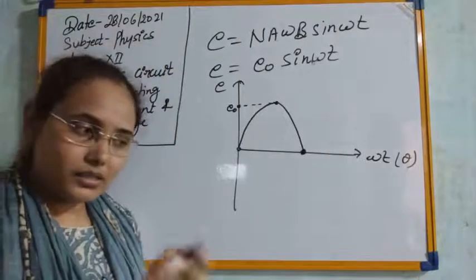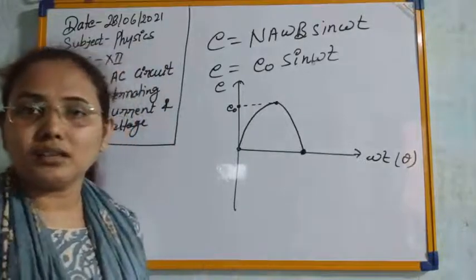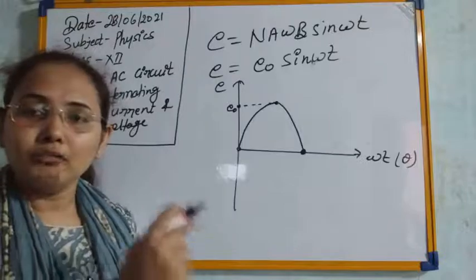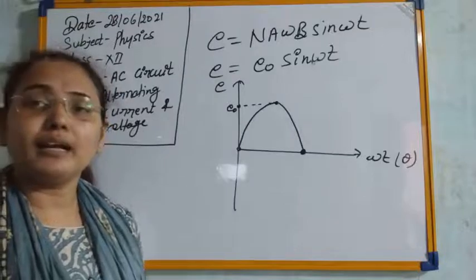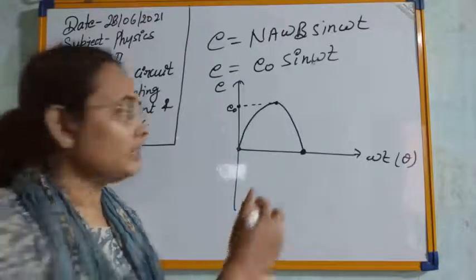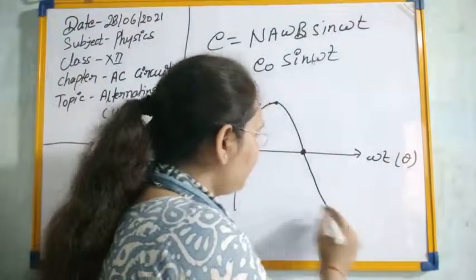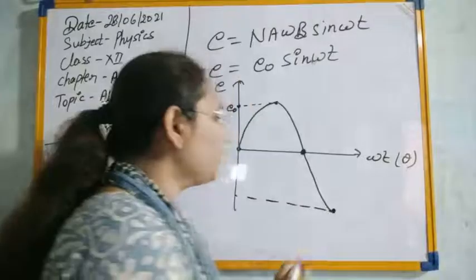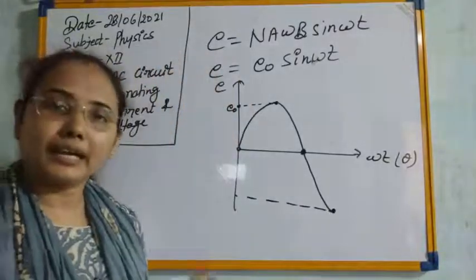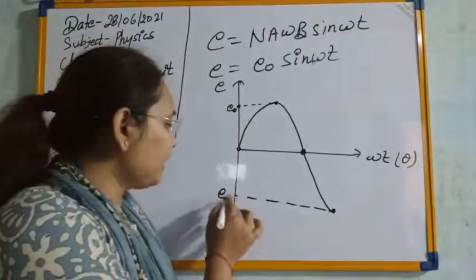And if we rotate the coil from 180 to 270 and again from 270 to 360, then it provides the negative value, and at 270 we again get the maximum value of the current or voltage in the negative direction.